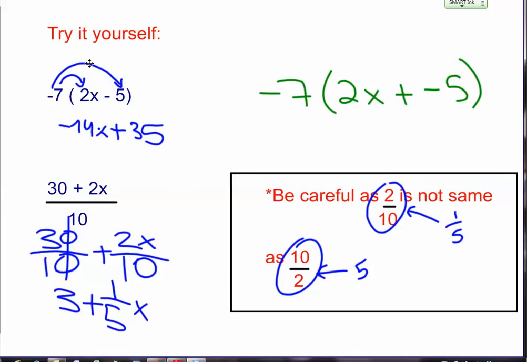And then you tried some yourself. I think Felix came up and wrote this one down. Negative 7 times 2x is negative 14x. Negative 7 times negative 5 is a positive 35. And then he simplified this one. 30 divided by 10 is 3. 2x divided by 10 is 1/5 of x.